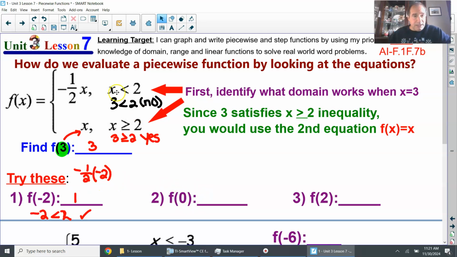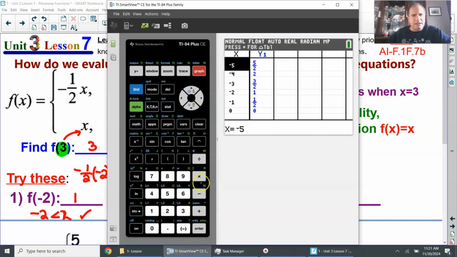Now 0 is less than 2. So you're using the same one, right? So you're using this one. On the top of here, I'm just going to put negative a half times 0. And you don't really have to use your calculator for that. It's 0. So you could see that when you substitute 0 in, it's right here.